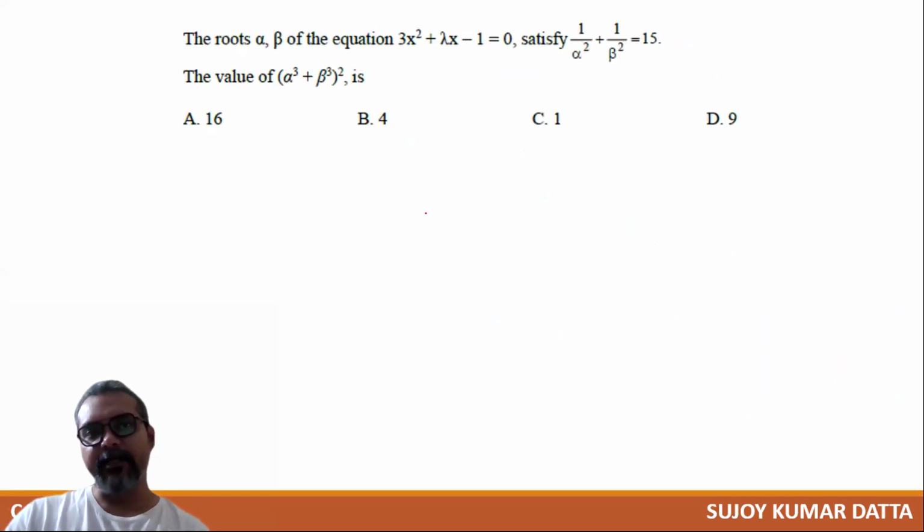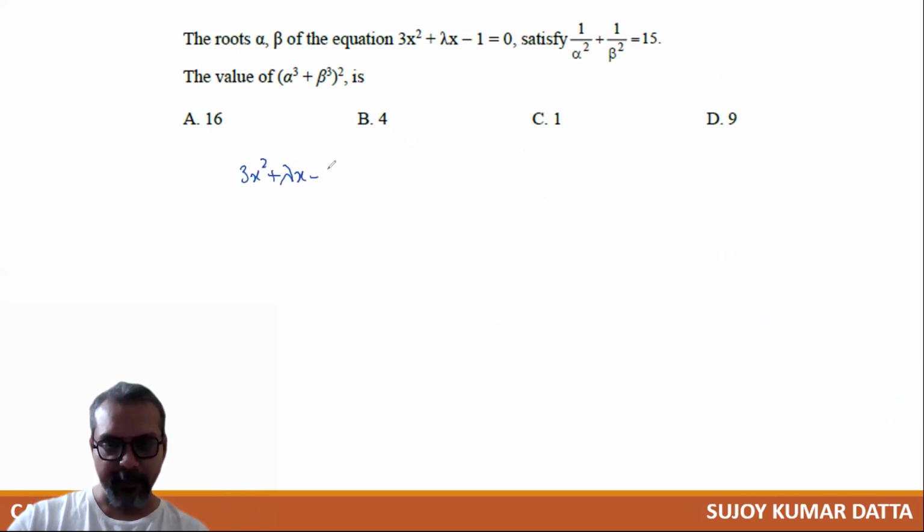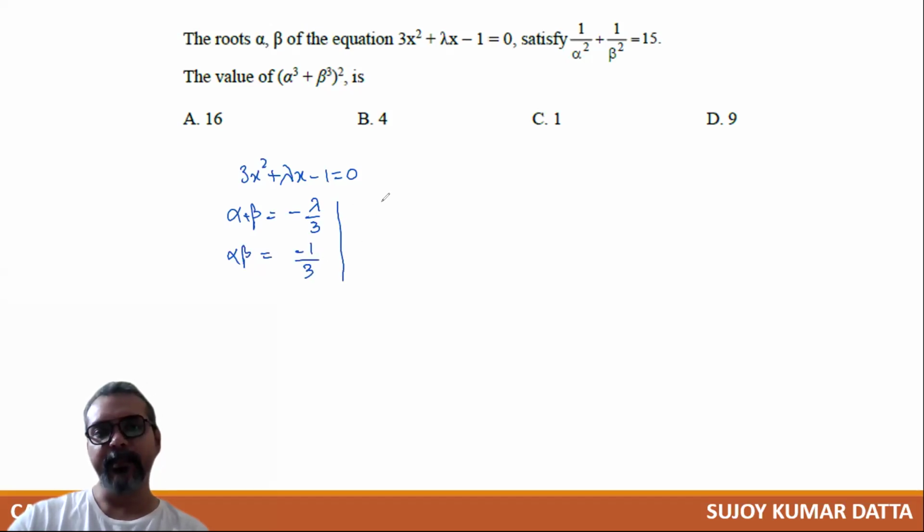So we have this quadratic. They're saying the roots alpha and beta of this equation satisfy this. Okay, so from the given equation, 3x squared plus lambda x minus 1 is 0, alpha plus beta is minus lambda by 3. And the product is c by a, so minus 1 over 3.